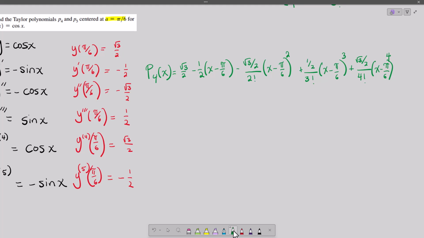So p sub 5, all we're going to do is take p sub 4 and just add one more term. That term will be negative though, so we'll have a subtraction instead of an addition. So it will be negative 1/2 divided by 5 factorial, multiplied by x minus the center, all raised to the 5th power. There's p sub 5.